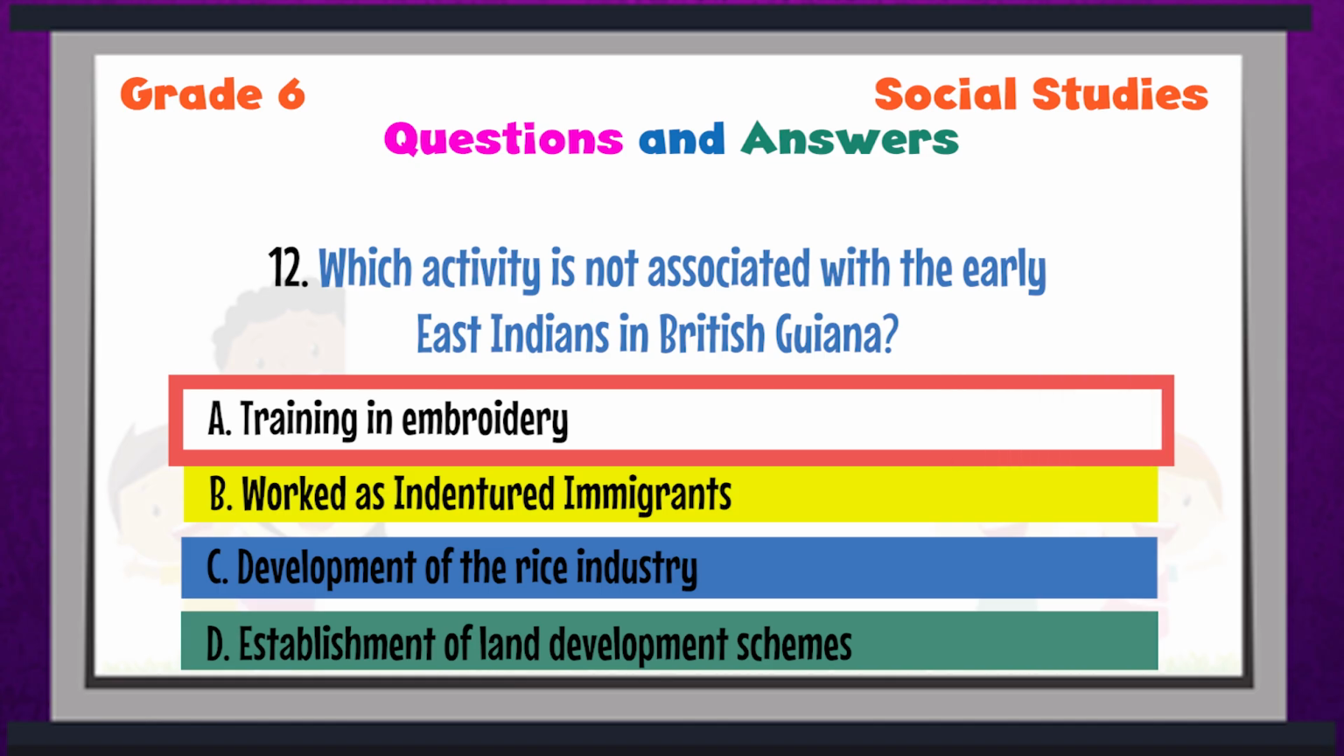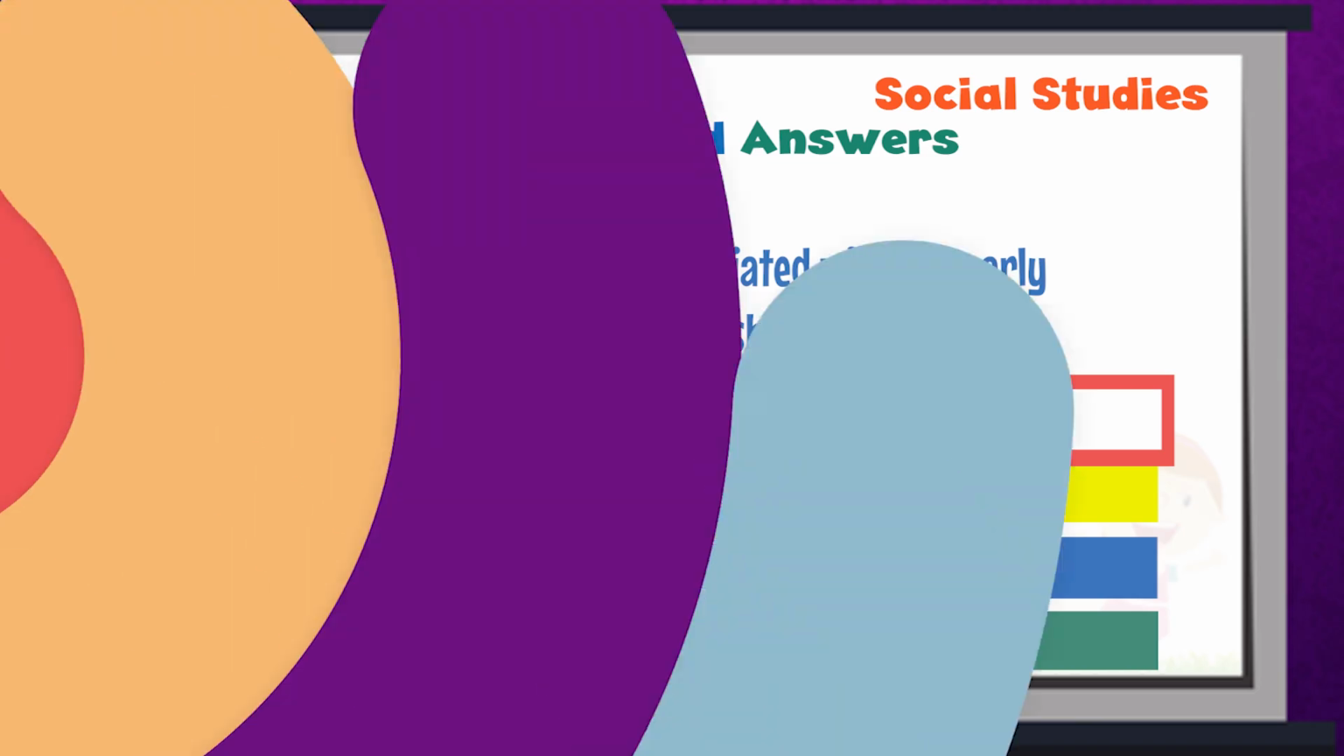Which of our ancestors or which of the early ethnic groups in British Guyana were trained or did embroidery? It was the Chinese. The East Indians, of course, worked as indentured immigrants. They developed the rice industry, and they also established land development schemes. So A is just not associated with the East Indians.